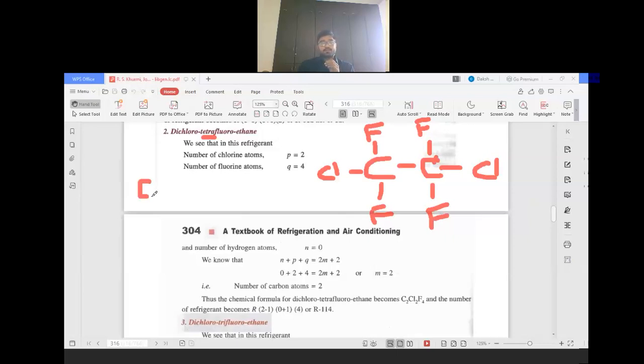So C2, Cl2, F4. C2, Cl2, F4. So again, one minute, this I will replace it here. This is C2. Clear? Now we will write the number, what is m, what is n here, that we will write. So one minute.